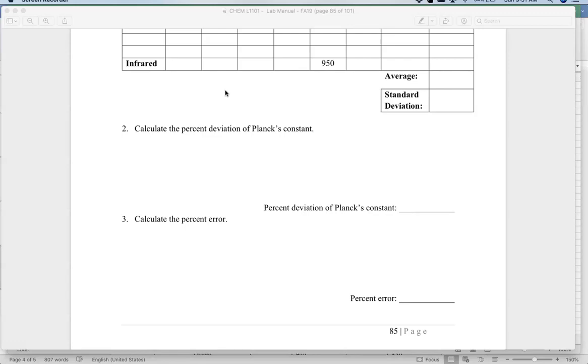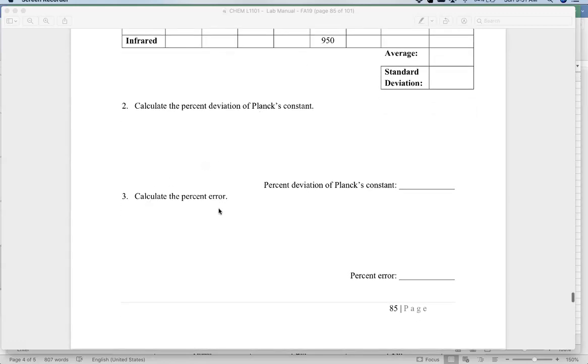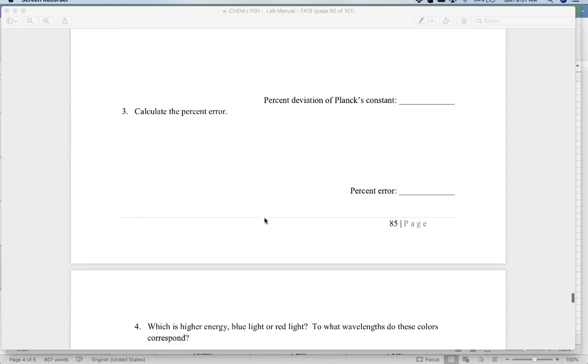So part 2, after you've filled in your chart in Excel, you've reported an average Planck's constant with standard deviation. It's asking you to calculate the percent deviation of Planck's constant. I don't believe we've done this calculation before in lab. You can find the equation, I believe on page 26 of the lab manual or somewhere about there. You can also Google this equation as well. It's pretty straightforward. Calculating the percent error, that's another thing you're all familiar with.